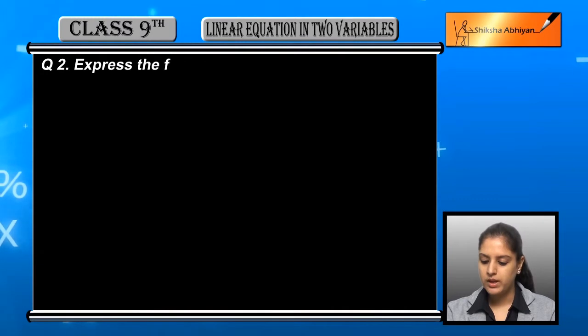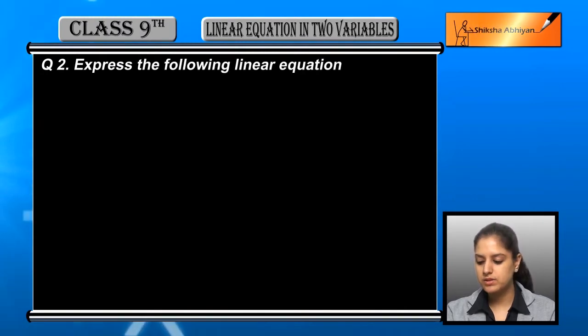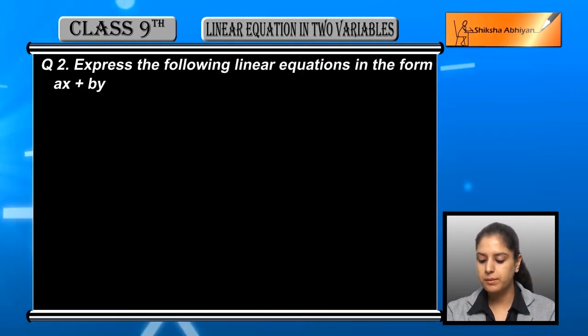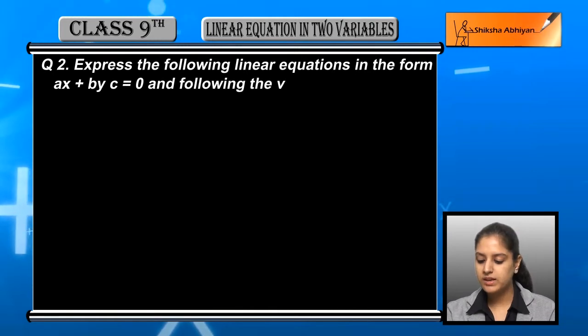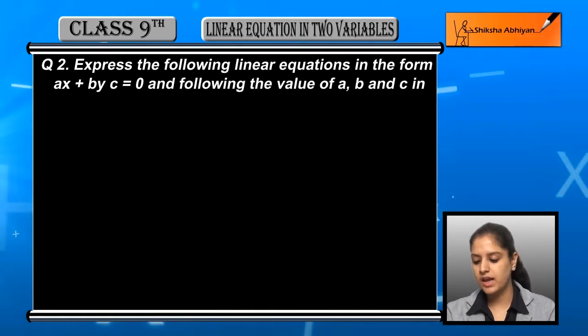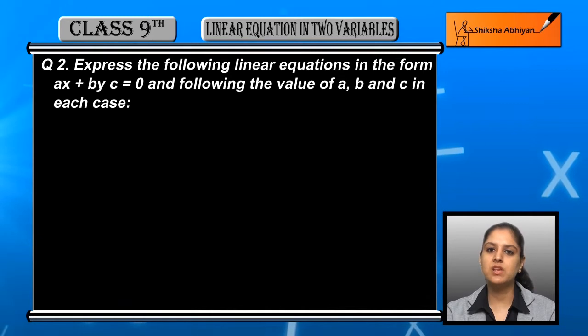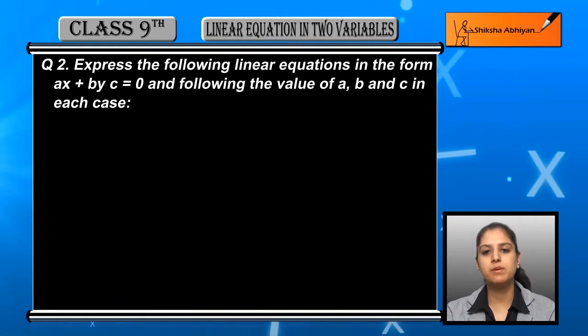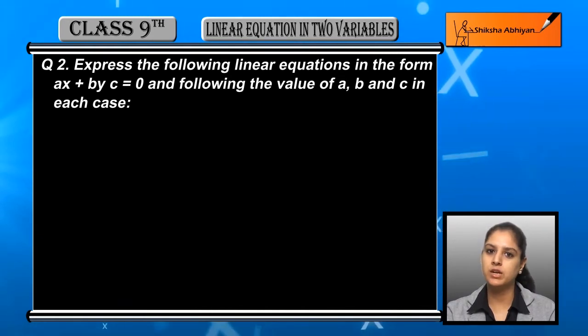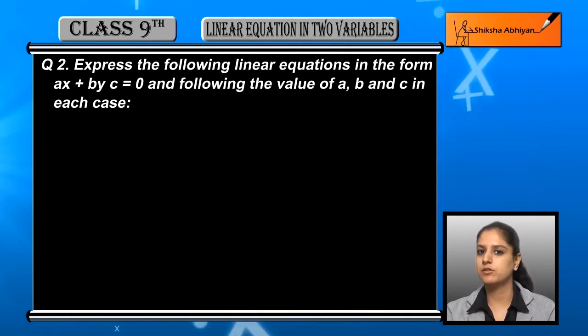Question number 2. Express the following linear equations in the form ax plus by plus c equal to 0 and indicate the values of a, b and c. नीचे कुछ इक्वेशंस आपको गिवन हैं, उनको हमें ax plus by plus c equal to 0 वाली फॉर्म में पहले कन्वर्ट करना है एंड फिर a, b and c की वैल्यूज बतानी.